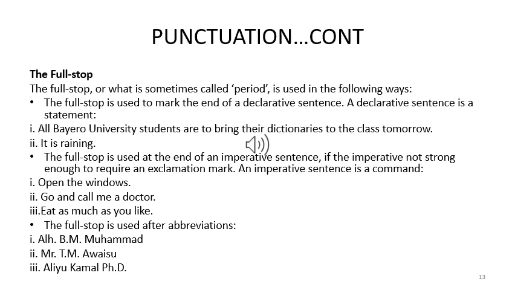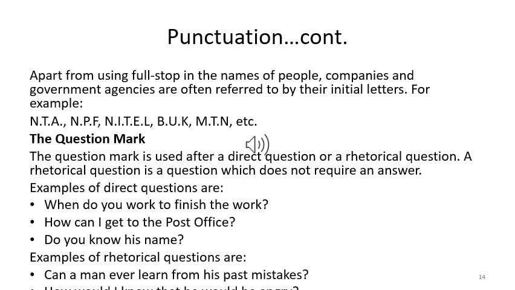Another example is Aliyu Kamal, PhD. So PhD, well, there are different ways of writing it. Some people write it without the dots. Some write it with the dots. PhD, Doctor of Philosophy, of course. So when you use the dots, PH is for the philosophy, D is for the doctor or doctorate, and so you put the dot or the period or full stop right after the letters. And these are the uses of the punctuation mark that is called the full stop or the period.